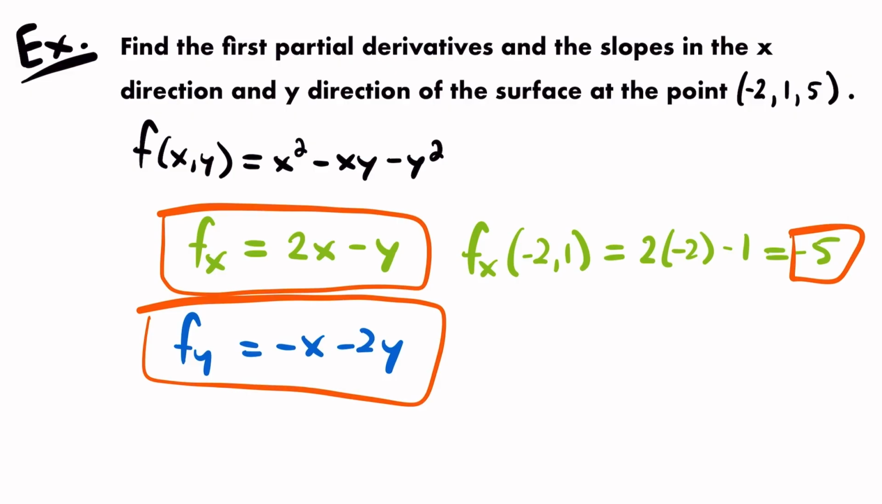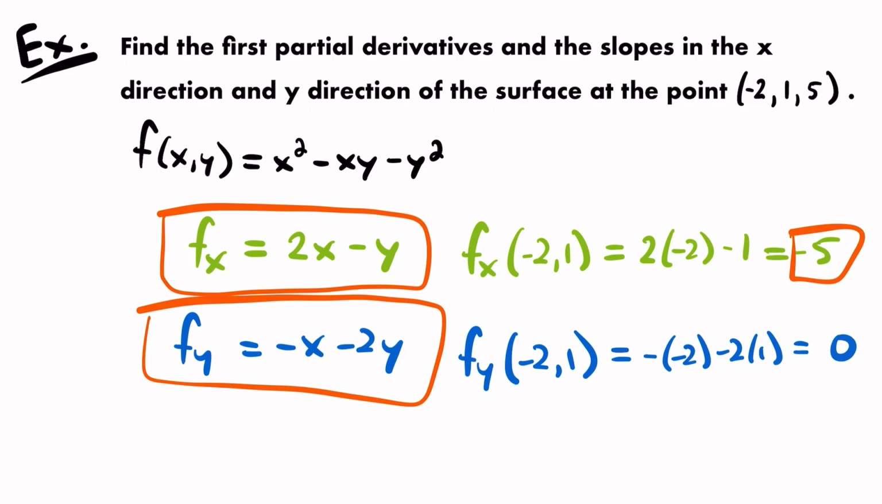But what about the y direction? Well, we'll take f_y of negative 2, 1. So we'll plug in negative 2 for x and 1 in for y, and that will give us negative negative 2 minus 2 times 1. And negative negative 2 is just positive 2, the negatives cancel out. And then 2 minus 2 times 1, 2 times 1 is 2, so we have 2 minus 2, which is 0. So we get a slope of 0 in the y direction.